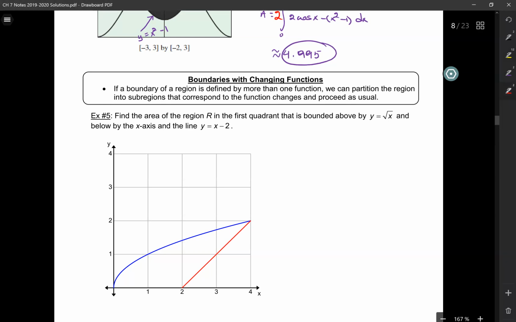Now, I had a question earlier about what if the boundaries change halfway, right? And so here we go. What if you have a boundary with changing functions? So here, if a boundary is defined by more than one function, we have to partition it and do 2 separate integrals with the 2 separate boundaries.